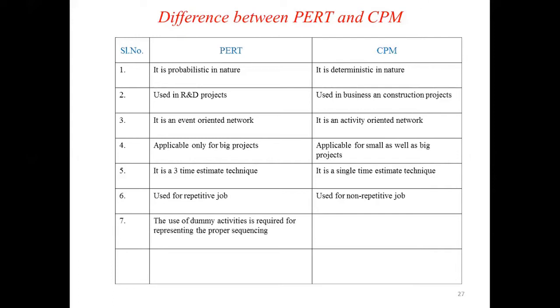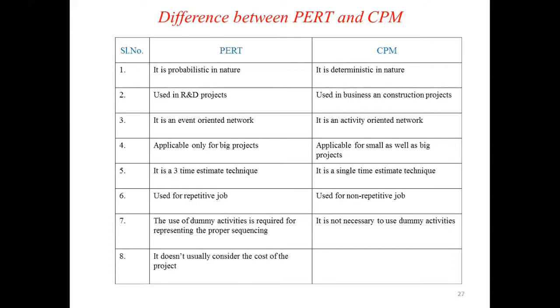PERT makes use of dummy activity for representing proper sequencing. To represent the proper sequencing in the network diagram, a dummy activity is required in PERT, whereas in the critical path method it is not necessary to use a dummy activity. There is not much significance of using dummy activity.